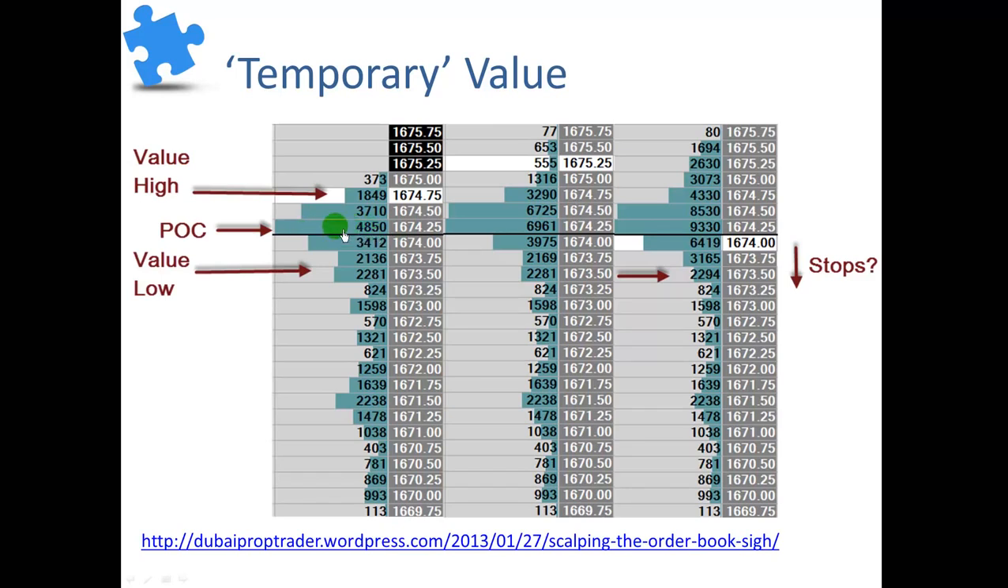And we tend to just rotate from cheap to expensive around that point of control. Now, the visual characteristic of this kind of temporary value area is a bulge or a D shape in the volume profile. So we've got this bulge here. The more symmetrical that is, the better that area will be and the more reliable it is to trade.